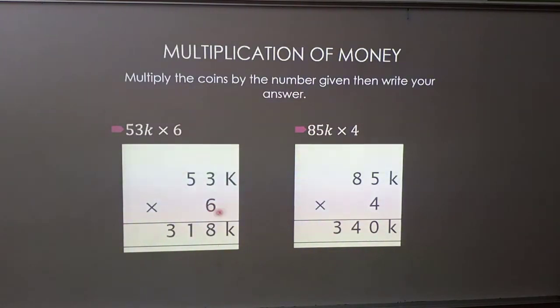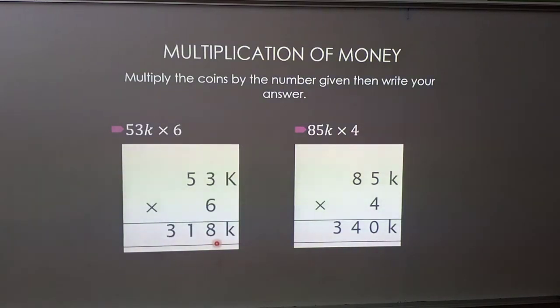So 6 times 3 is going to give you what? 18. So we write down 8 and we carry 1 over here. Now when we carry 1 over here, we are going to use it later. 6 times 5 is 30. 30 plus the 1 we carried over here is 31. So we write down 1 and carry 3 here, and there's nothing to do with 3, so we'll bring it down. So our answer is 318 kobo.